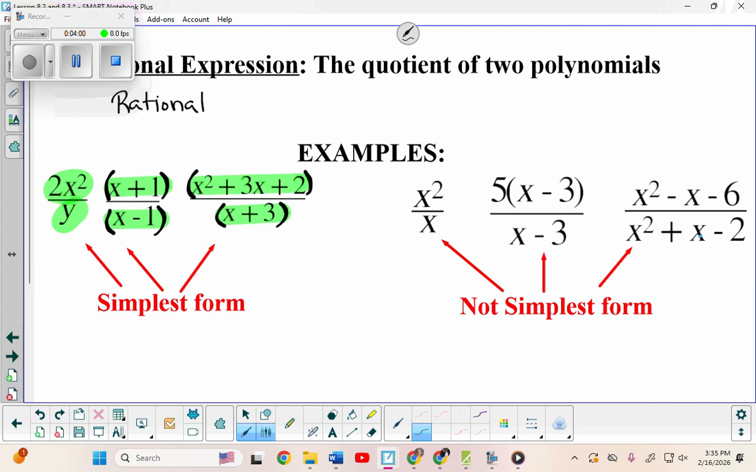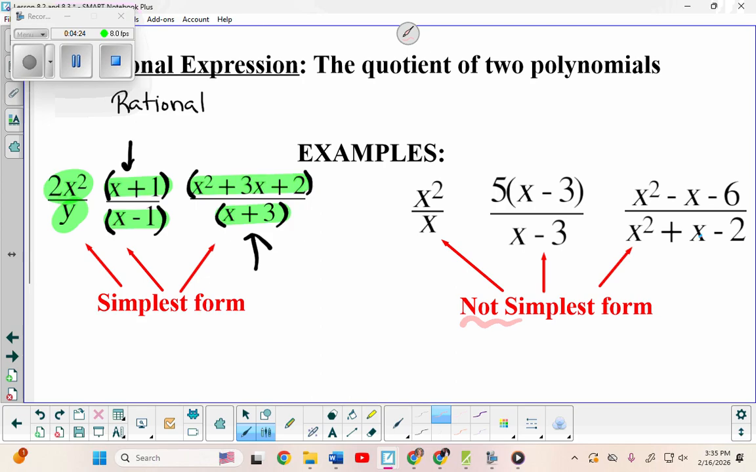So like in this example right here, you have an x and an x, but because they're both in groups of parentheses, you can't go in and just cancel x's. That would be wrong. Or in this next example right here, you can't go in and just cancel x's. Okay? You can only cancel if you have identical terms. So look at this next set here.